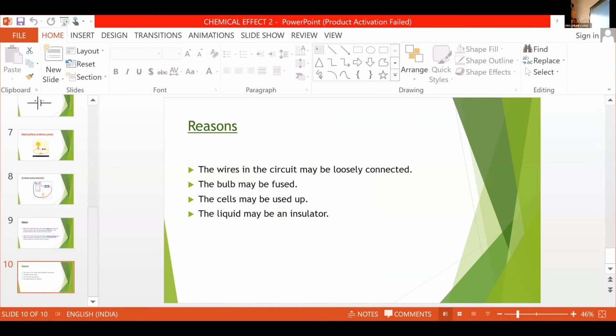The wires in the circuit may be loosely connected. The bulb may be fused. The cells may be used up. The liquid may be an insulator. These are the four reasons why the bulb doesn't glow. So write the reasons. Write the answer in your textbook.